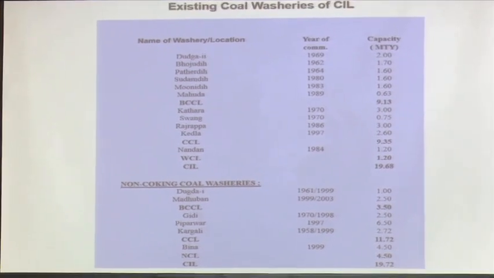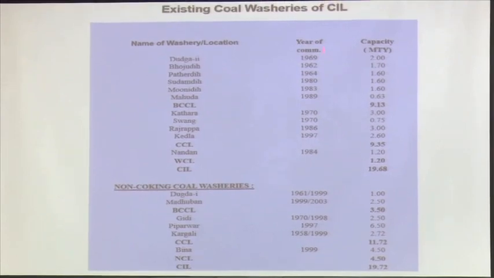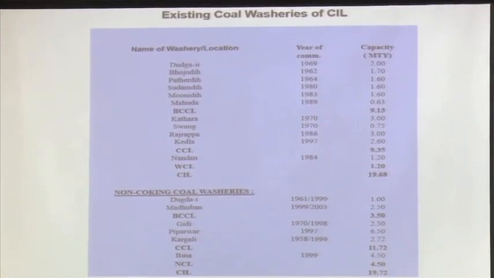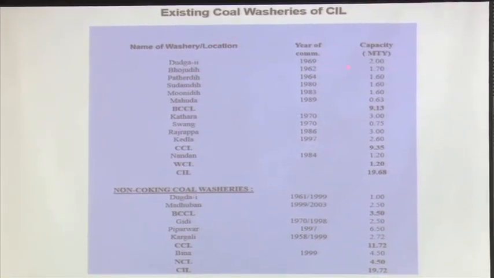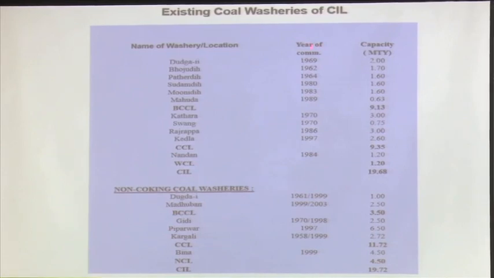If you look at this data, it may be wrong also, I have taken it from the Ministry of Coal sites. Okay. So, these are the existing coal washeries of CSI to CIL. You see, in 1969 also we had a washery, almost 50 years back, we were washing this. And then we have got so many coal washeries now, we have got the non-coking coal washeries too.